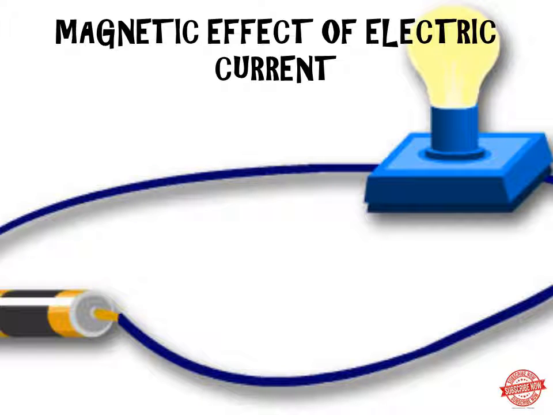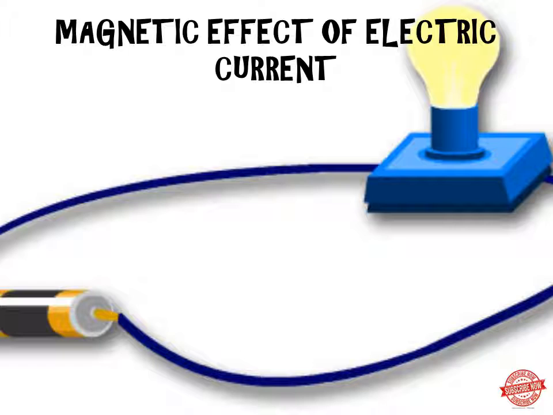Coming to the magnetic effect of electric current. In 1820, Hans Christian Oersted performed an experiment that proved the magnetic effect of electric current. If you place a compass needle parallel to a current carrying conductor, you will find that the needle gets deflected. When the direction of electric current is reversed, the needle gets deflected in the opposite direction.